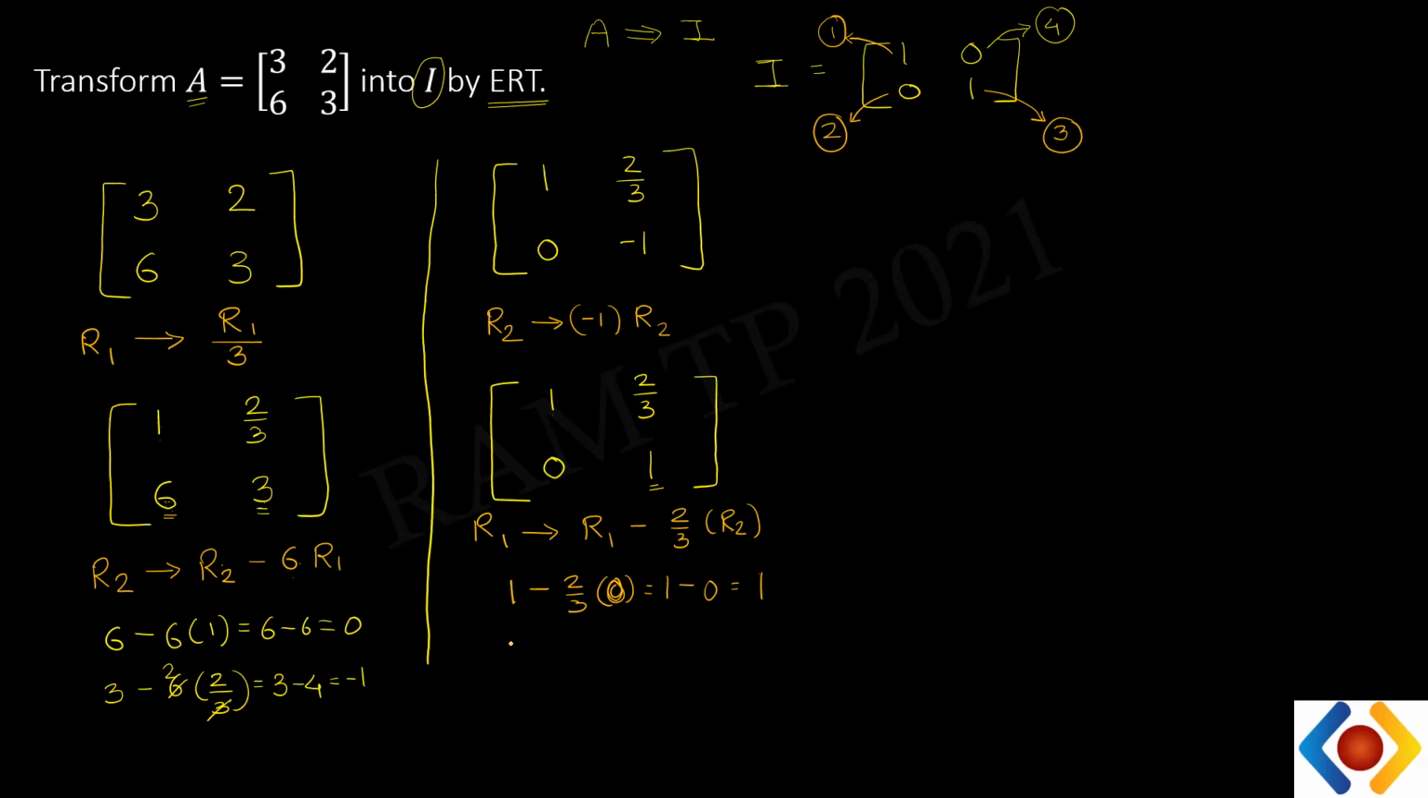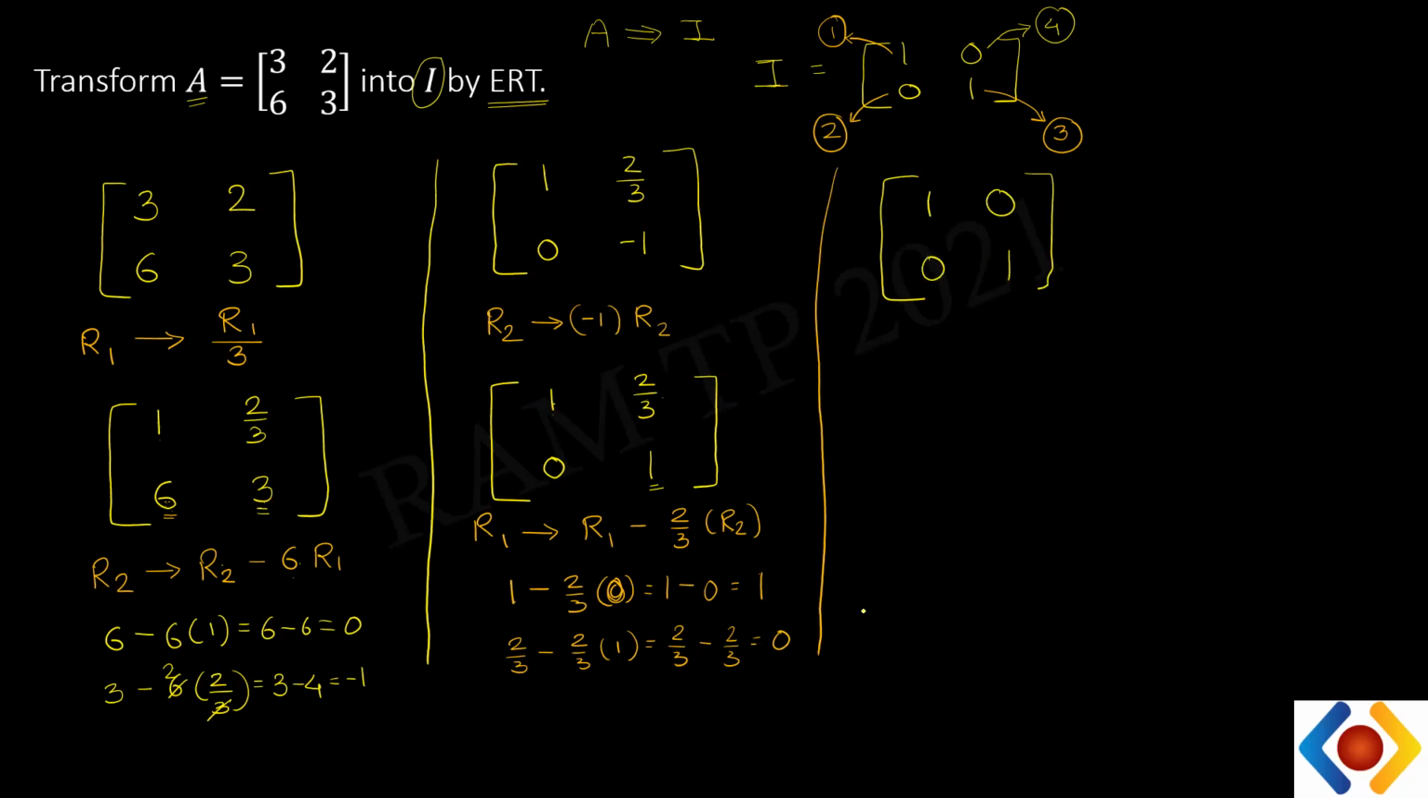Okay, what about this? 2 by 3 minus 2 by 3 times the corresponding row 2 element, which is 1. So that's 2 by 3 minus 2 by 3. We are subtracting two same numbers from each other, so the answer is going to be 0. Correct. Finally, what do we get? The identity. This 1 is staying as 0, 1. This 2/3 has now become 0. And we didn't do anything with row 2 now. So 0, 1, and we achieved our objective.